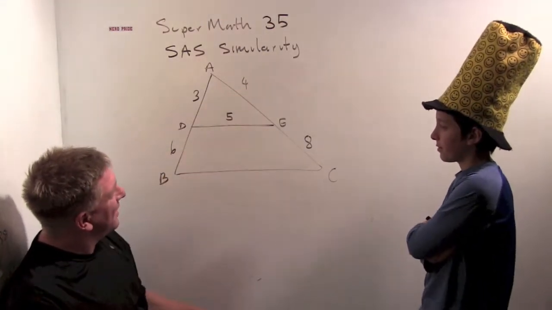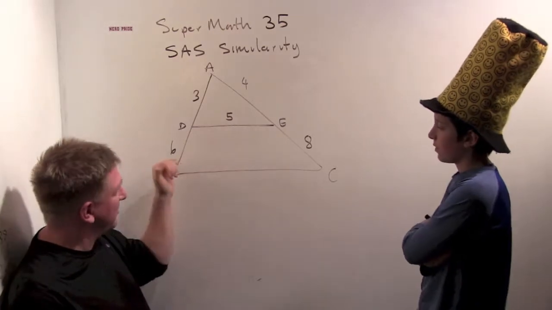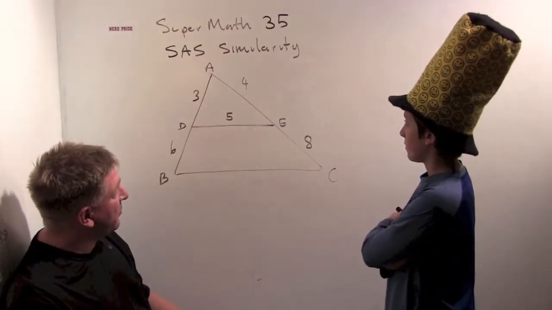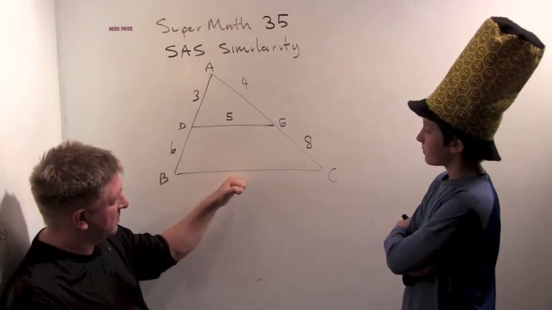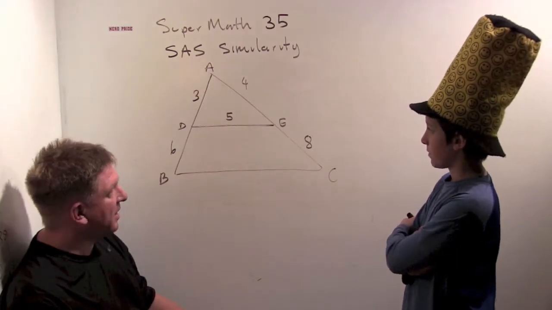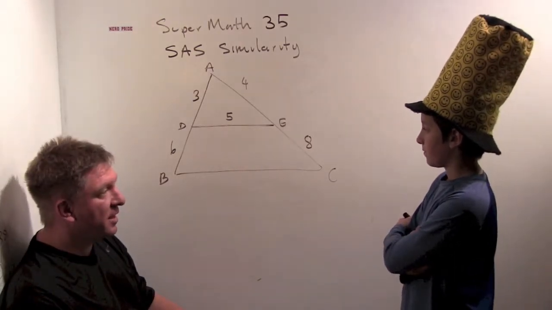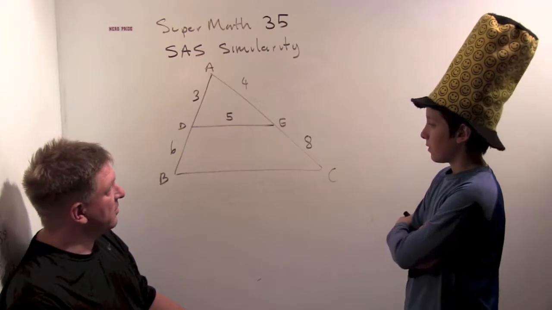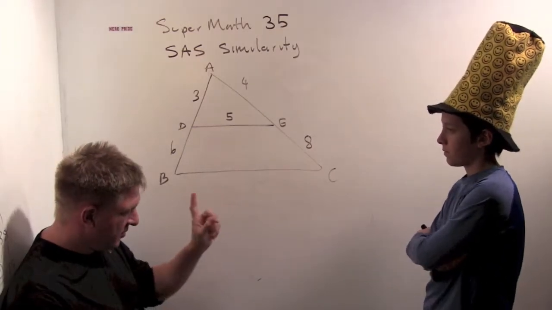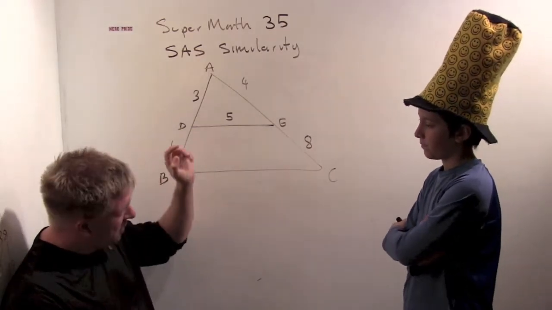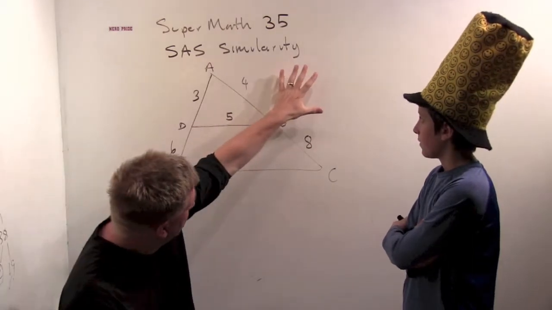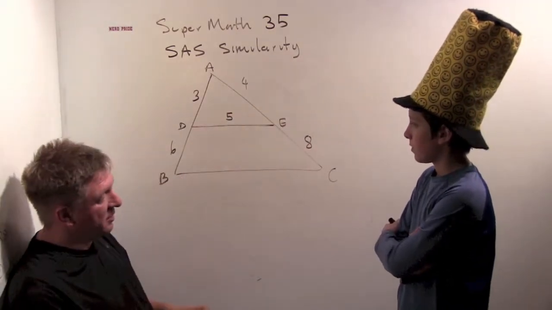AE is 4. And I know these other sides are 6 and 8. And what we're trying to figure out is how long is that? And we're going to use our side angle side similarity to do it. But before we start in on that, can you explain sort of right here what the rule for side angle side similarity is?